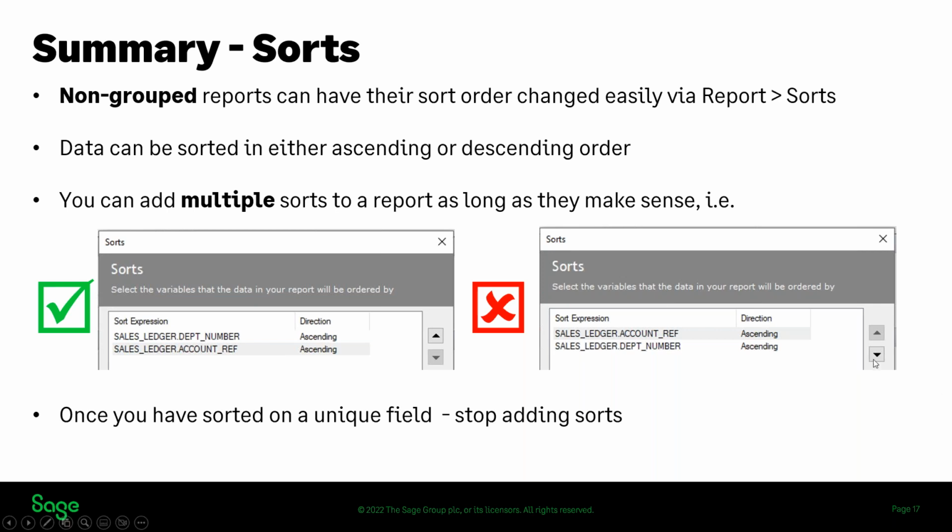So we're done with sorts for now, but I will revisit them in the next section. So we're going to move on to groups. And this is the last section I'm going to be covering with you today. So I'm going to start by giving you some general rules about groups and then show you how to add a group to a non-grouped report.